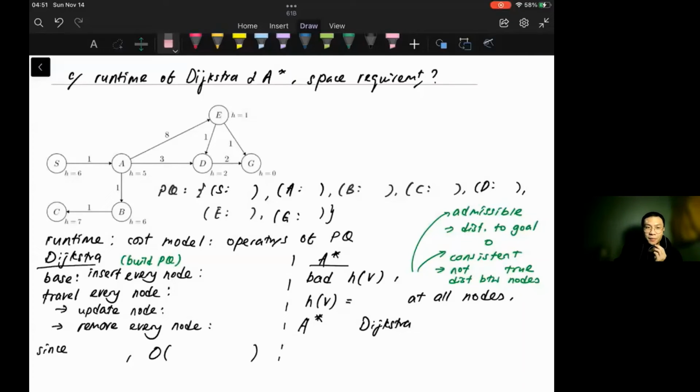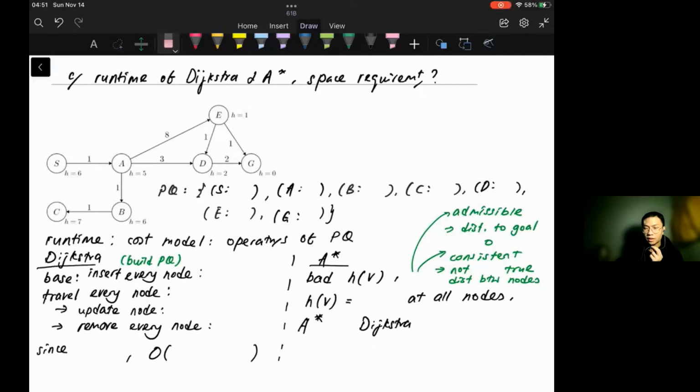Okay, for part C, we'll be looking at the runtime of Dijkstra and A star, and we will also be looking at the space requirement for the algorithms. Let's start with runtime. Our cost model would be the operations of the priority queue. In the case of Dijkstra, we know that at the very least, just like before we run the algorithm, we will have to build a priority queue. And we can build a priority queue by inserting all of the vertices, right?